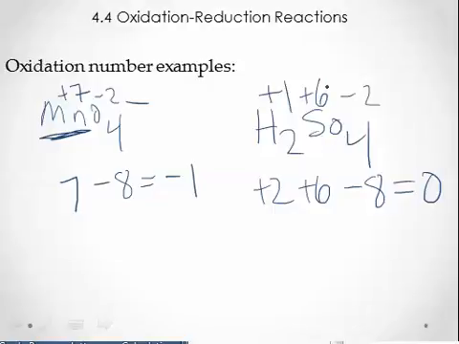And this is kind of strange because we know that sulfur, the element, forms ions with a charge of negative 2. And this is why this is a pseudo charge.